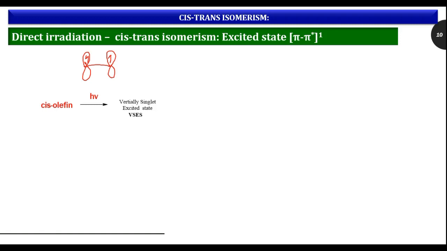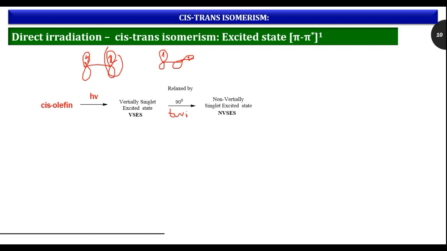After this it is relaxed by twisting, by 90 degrees twisting. That means this part will be twisted. When you do the twisting, it is going to form like this. One electron is like this, another electron is like this. So when you do the twisting, this undergoes relaxation, and that is called the non-vertical singlet excited state.